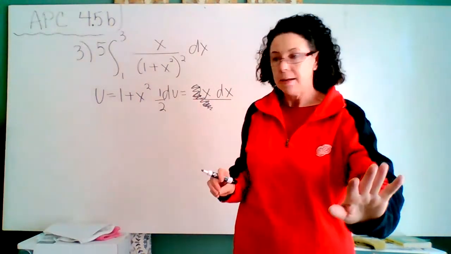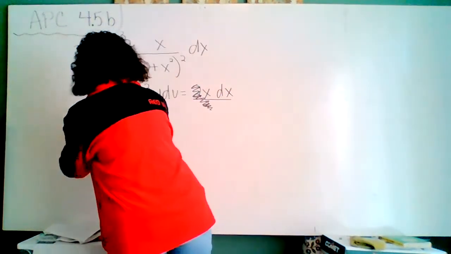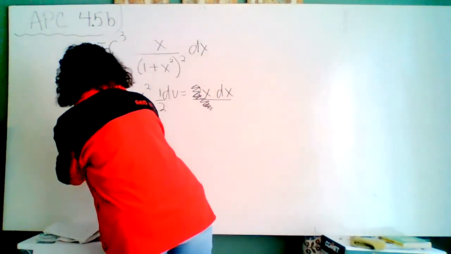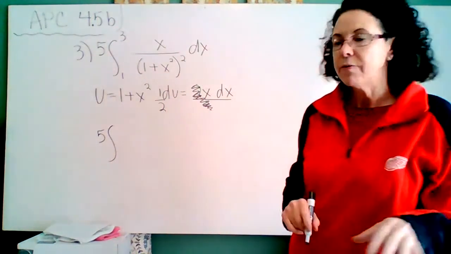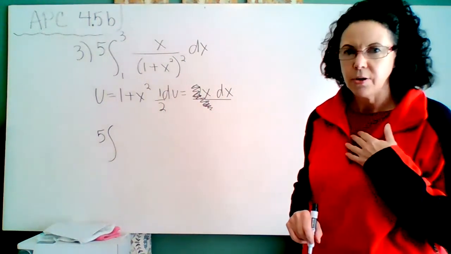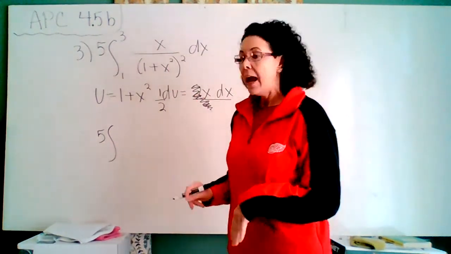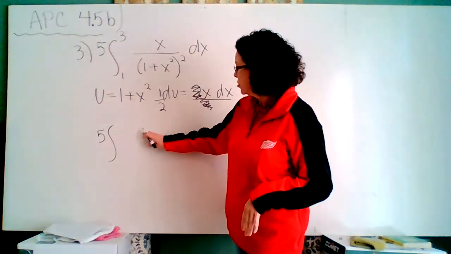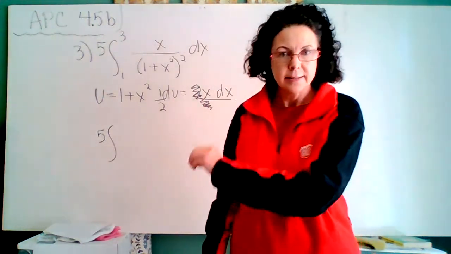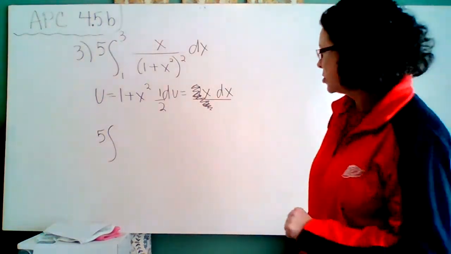Okay, let's check it. Now my 5 is on the outside. Let's not forget it. I'm checking to make sure I've written a u substitution. I know how to integrate. I am not going to write my 1 and my 3. Those are x's. And if my u substitution is good, then let me replace those x's with u's also.